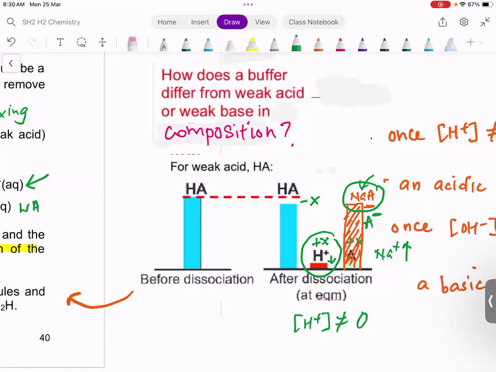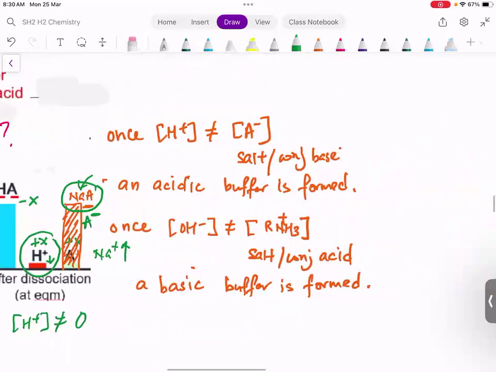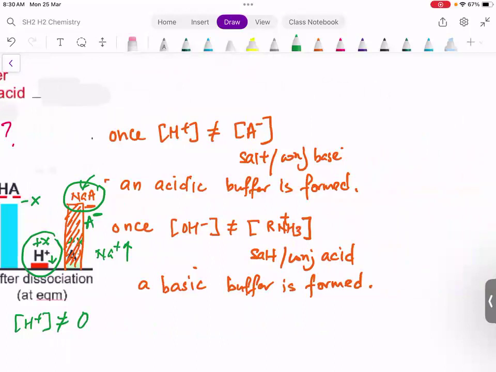Okay, so in summary, this is what is going to happen. Once we don't have H+ equal to A-, we form an acidic buffer. Once OH- is not equal to the concentration of the conjugate acid, then we form a buffer. Originally, they are equal if it's just a weak acid or weak base. But now they are no longer equal. Once they are no longer equal, they become a buffer. Very important, this part. Once you cause the imbalance of the H plus and the A minus.